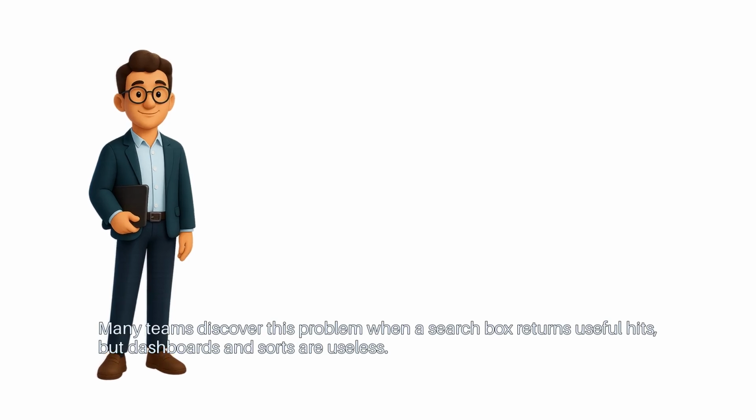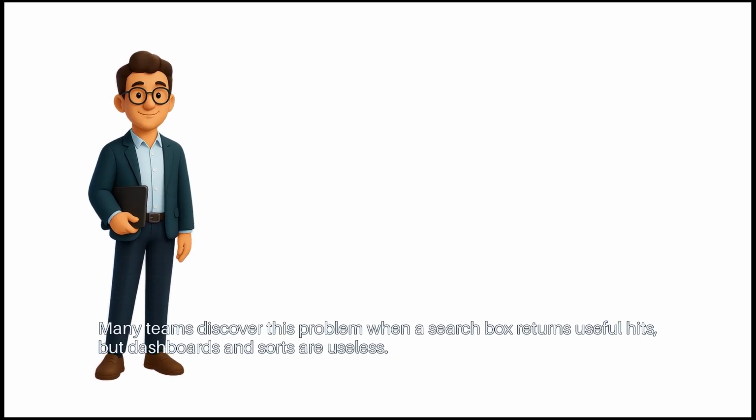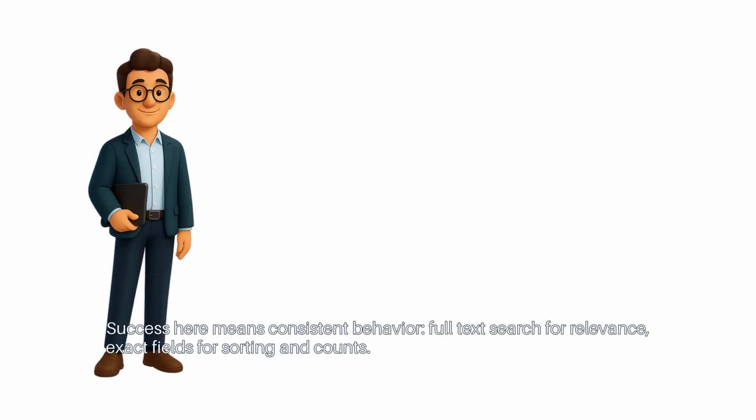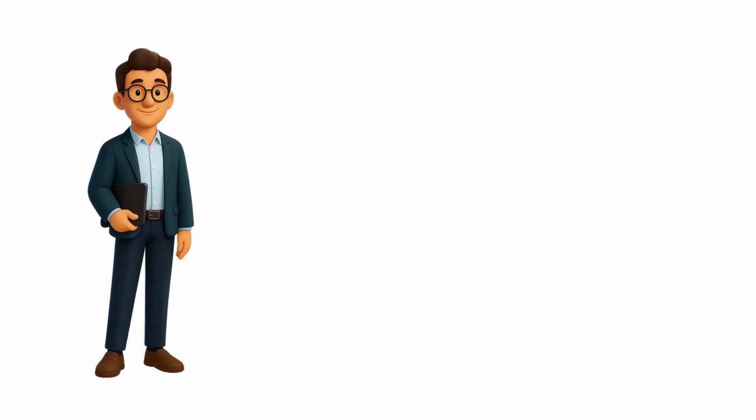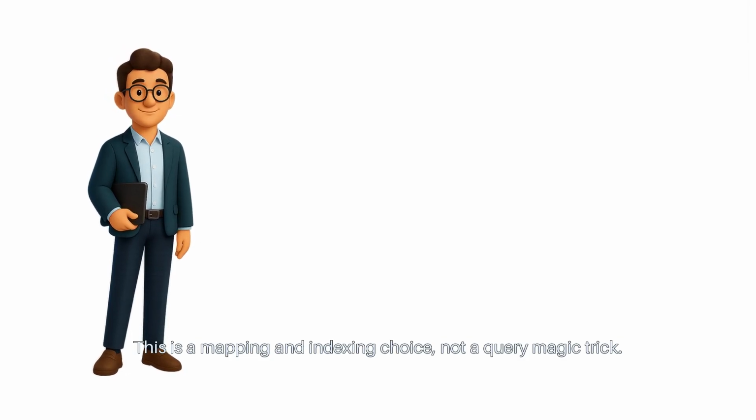Many teams discover this problem when a search box returns useful hits, but dashboards and sorts are useless. Success here means consistent behavior, full text search for relevance, exact fields for sorting, and counts. This is a mapping and indexing choice, not a query magic trick.